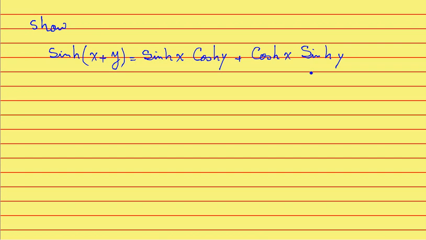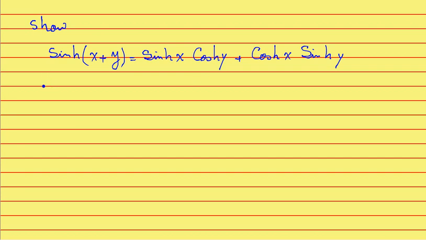trigonometry, there is a very similar identity for the regular sine function. Sine of x plus y is equal to sine x cosine y plus so on. So this is a hyperbolic version of it, which looks exactly the same. Sometimes some of these identities are different from the traditional trig by having minus instead of plus or plus instead of a minus. In this case, it's exactly the same look.